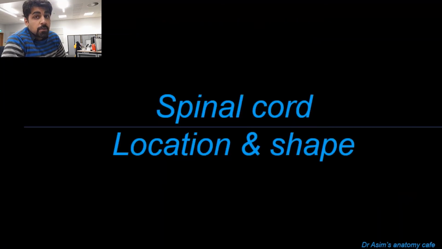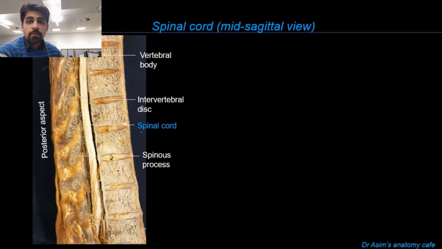Now let's talk about the gross anatomical features of the spinal cord. Let's resort to this prosection over here. Here you can see a prosection showing a mid-sagittal view of the vertebral column. The vertebral bodies can be seen in the front with the intervertebral discs in the middle. So this would be the anterior side of the vertebral column, and we can see the spinous processes at the back, so that will be the posterior side. The spinal cord can be seen nicely resting inside the vertebral canal.